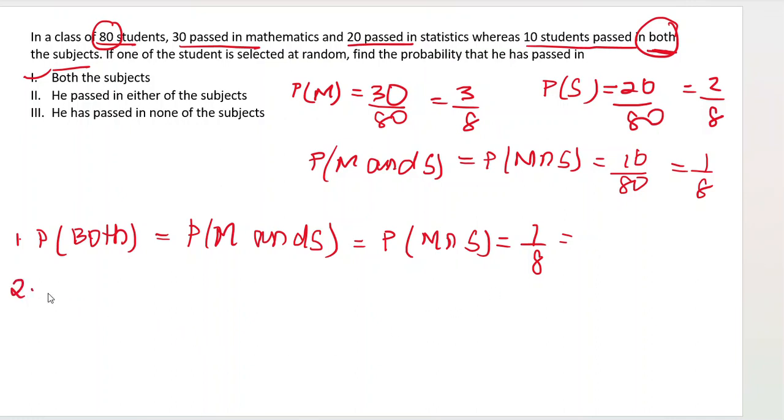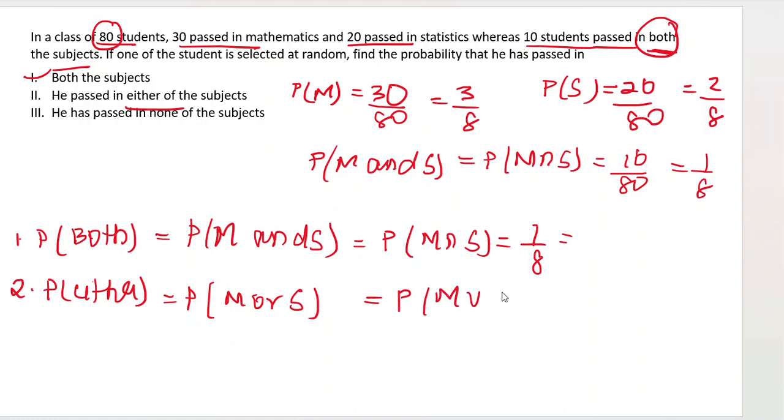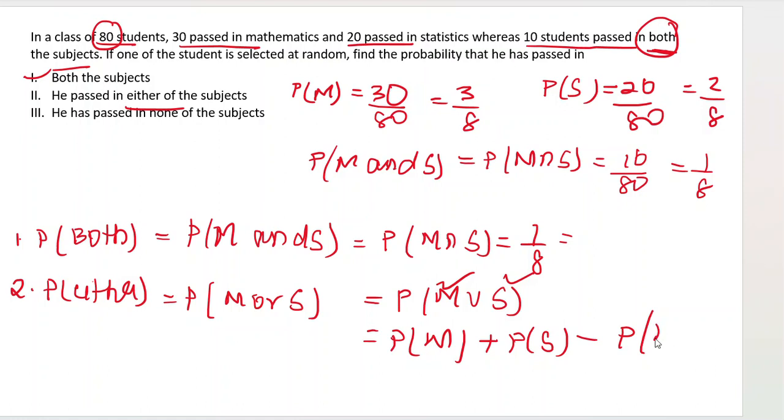The second will be that he passed in either of the subjects. Now probability of either means that the fellow has passed in mathematics or statistics. So that means the student has passed in mathematics union statistics. This by addition theorem is nothing but P of M, that is P of the first part, plus P of S, P of the second part, minus P of M. This union gets replaced by intersection. We are left with S.